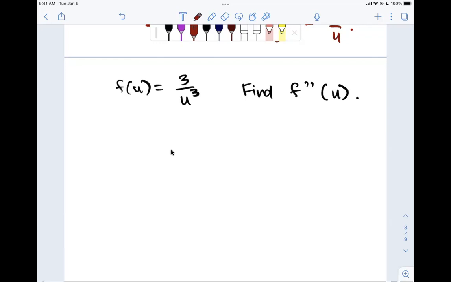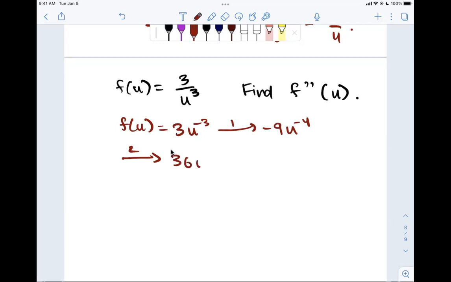All right, so again, we're going to do the exact same trick. We're going to write f of u as 3 times u to the -3. And what that allows us to do is use the power rule. So now we're going to take the derivative one time, and we're going to pull the -3 down. We'll get -9 u to the -4 when we decrease the power by 1. And then we do that a second time. So we pull the -4 down, that's 36 u to the -5. And this question didn't tell us to evaluate, so that is just our final answer.